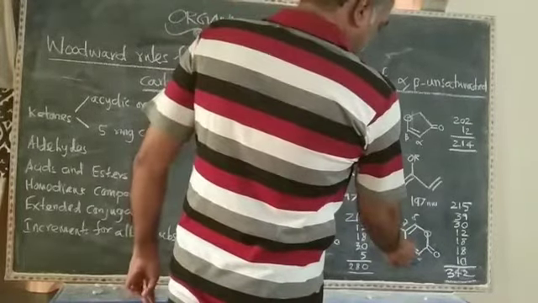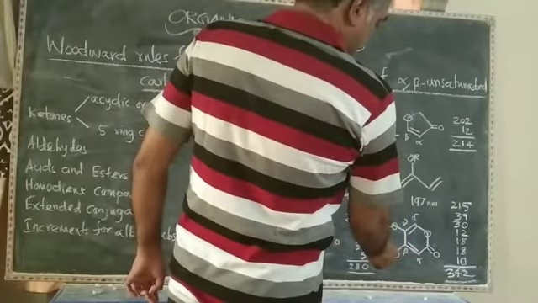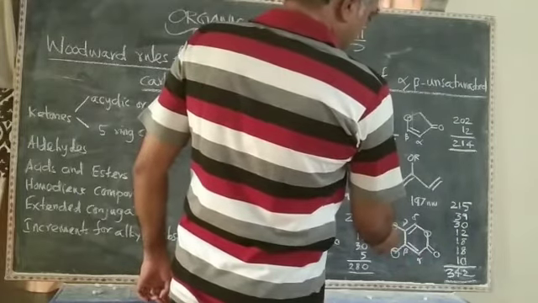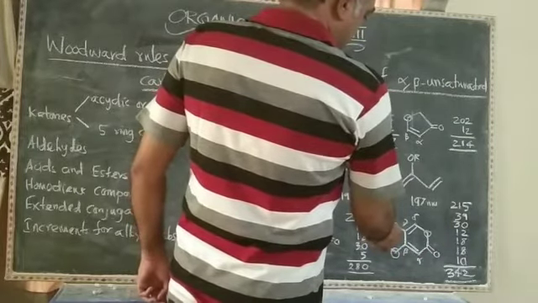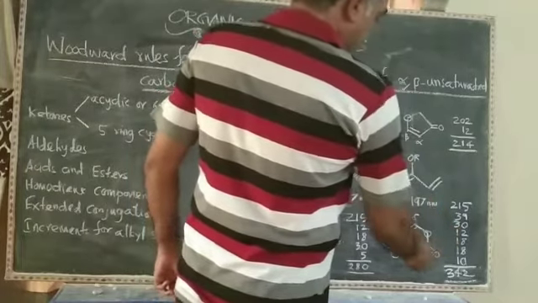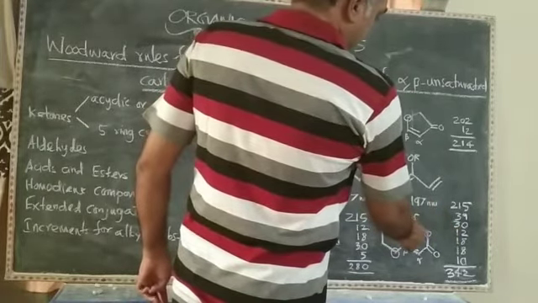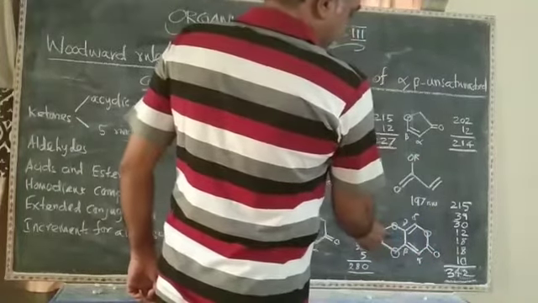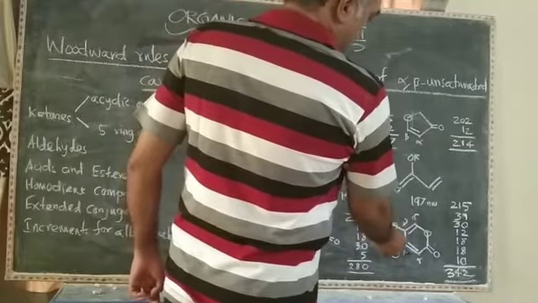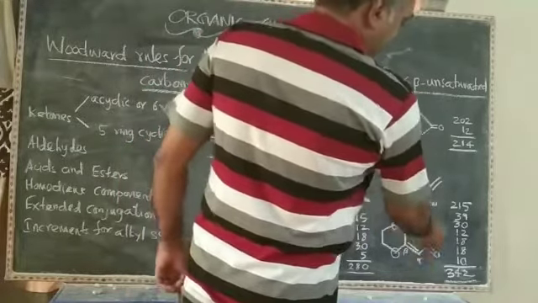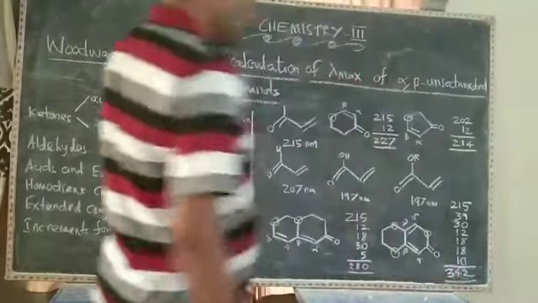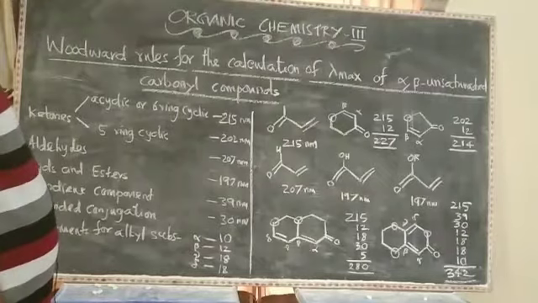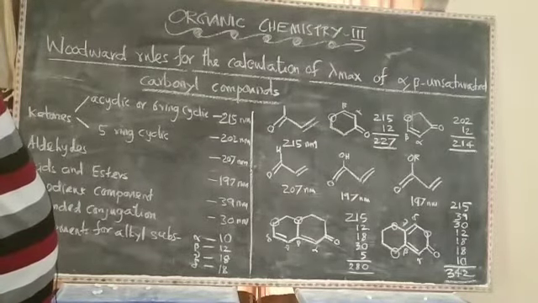The alpha position carries no substituent, but the beta carries one CH2 group, and so a 12 has to be added. The gamma again carries a CH2 residue, so a 18 has to be added. The delta again has one CH2 group, another 18 is added, and since this ring contains 2 exocyclic double bonds, a 10 is added, so in total it comes to 342. So this is how the Woodward rules are used for the calculation of lambda max of alpha beta unsaturated carbonyl compounds.